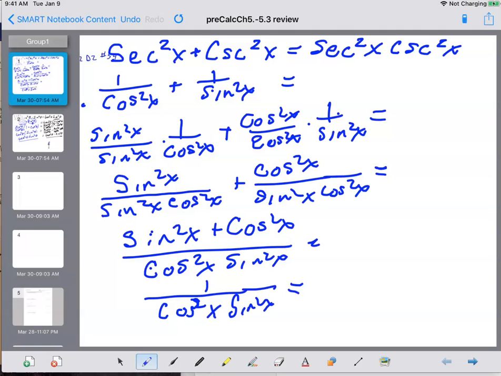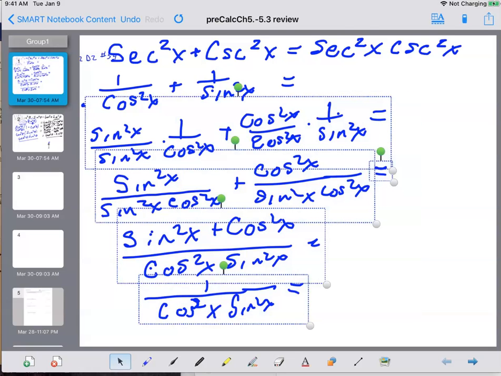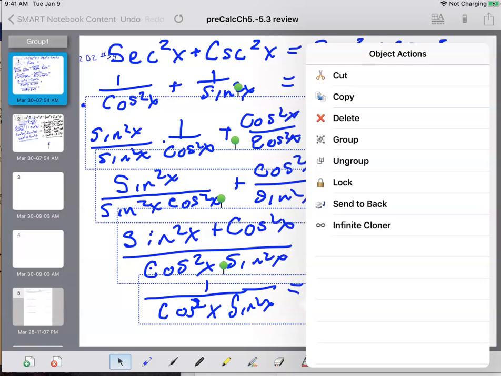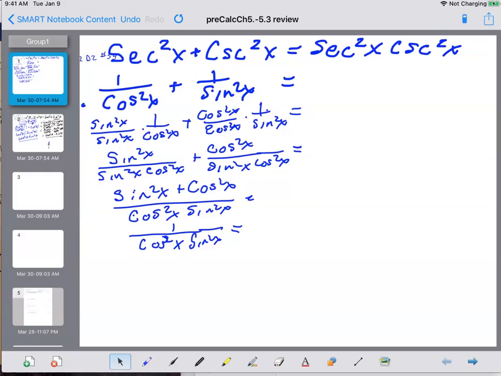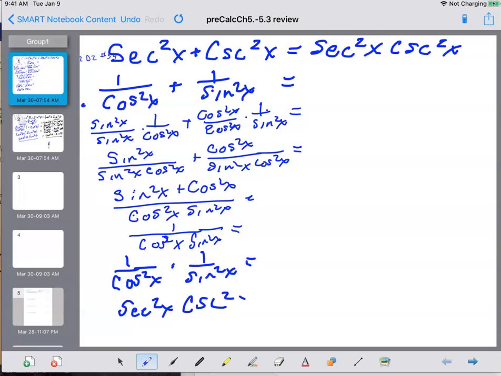Okay, now I can break that apart, and I'll make it smaller so you can see where I'm going for these next ones. So I'm going to squeak that down a little bit so I have some room. And now at this point, I'm going to separate them. So I've got 1 over cosine squared x times 1 over sine squared x. And now I have secant squared x times cosecant squared x for my finish. Okay, now that's the left side.